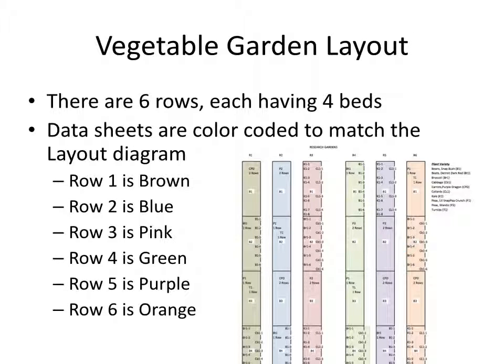Vegetable garden layout. There are 6 rows, each having 4 beds. Data sheets are color-coded to match the layout diagram. Row 1 is brown, 2 blue, 3 pink, 4 green, 5 purple, and 6 is orange.